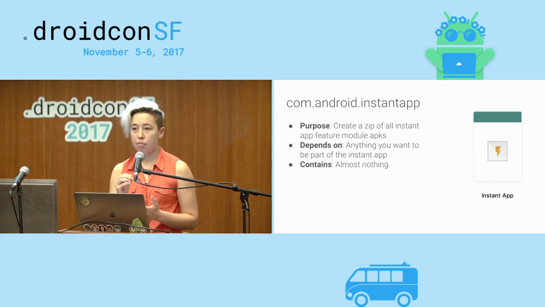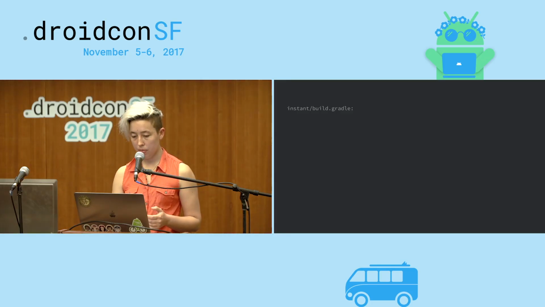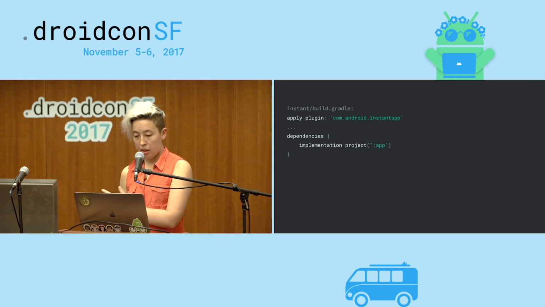Okay, and one of the things that was a little bit confusing for me when I started off was I thought that this module was going to have a lot of instant app related code in it, and it actually contains almost nothing. There's no code, no resources, and there's pretty much a blank manifest in it. Okay, so let's take a look at what the actual Gradle looks like. Here I'm applying the instant app plugin. And it's just depending on the feature that I want in my instant app, which is the single feature I have right now called app.